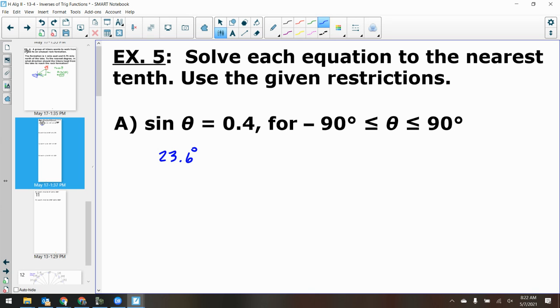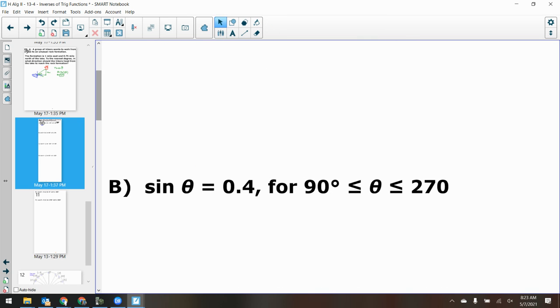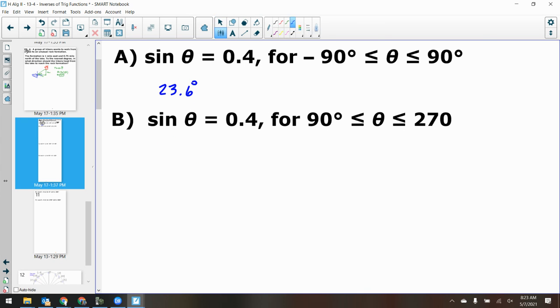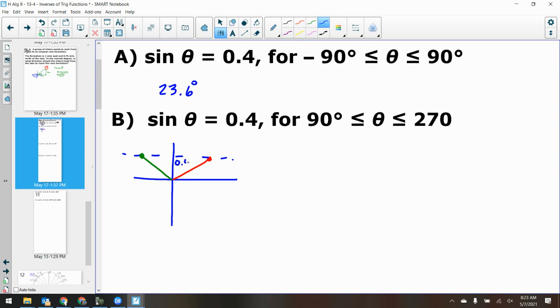Does 23.6 degrees fall within my domain? Yes. Perfect. But what if I ask you this: is my calculator going to give me a different number? No. My calculator is going to give me the same 23.6 degrees. However, if you think about sine, I've got 23.6 degrees here, somewhere out here. Where else along the circle has the same y value? Right there. Don't those two places have that same y value of 0.4?